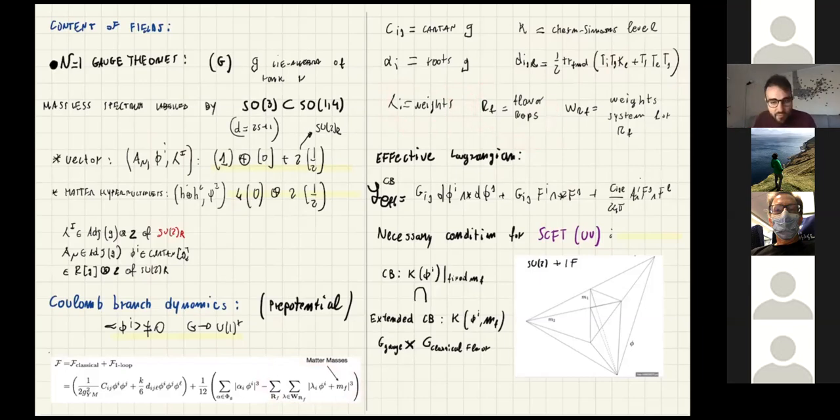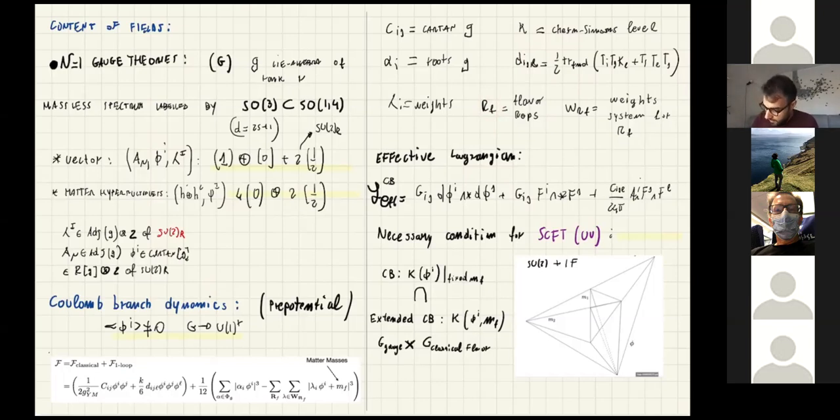So if we have hypermultiplets, then they will transform. So these are the weights with respect to the gauge Lie algebra, and these are the representation with respect to a flavor symmetry. So in case we have a flavor symmetry rotating the hypermultiplets, we have to sum over this flavor symmetry as well.